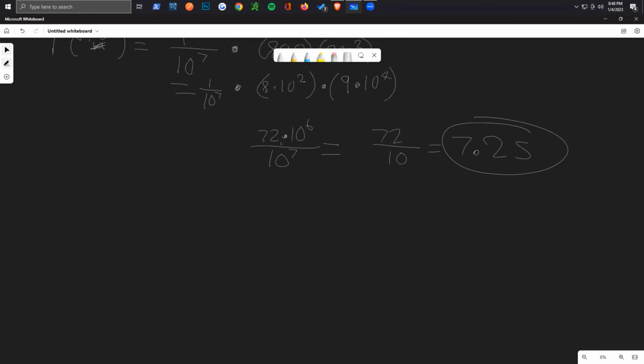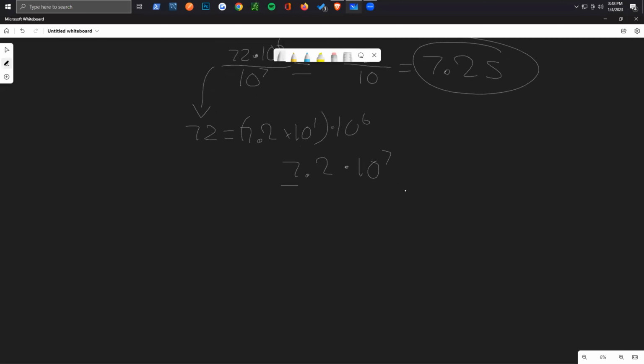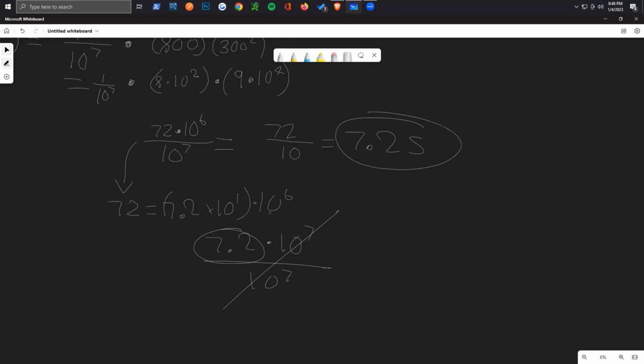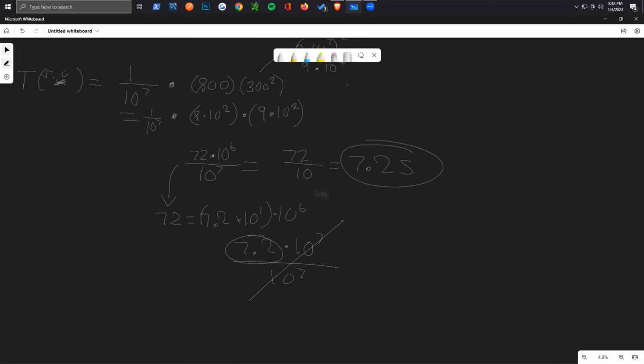Okay, so what I had mentioned with how you can do it a little differently, 72, we can also think of this as 7.2 times 10 to the 1. And if we think of it like that, we can multiply this times 10 to the 6, and that'll leave us with 7.2 times 10 to the 7 over 10 to the 7, and that's it. 7.2 is your answer. So it's just a different way of looking at it and doing it. But yeah, 7.2 seconds should be our answer.